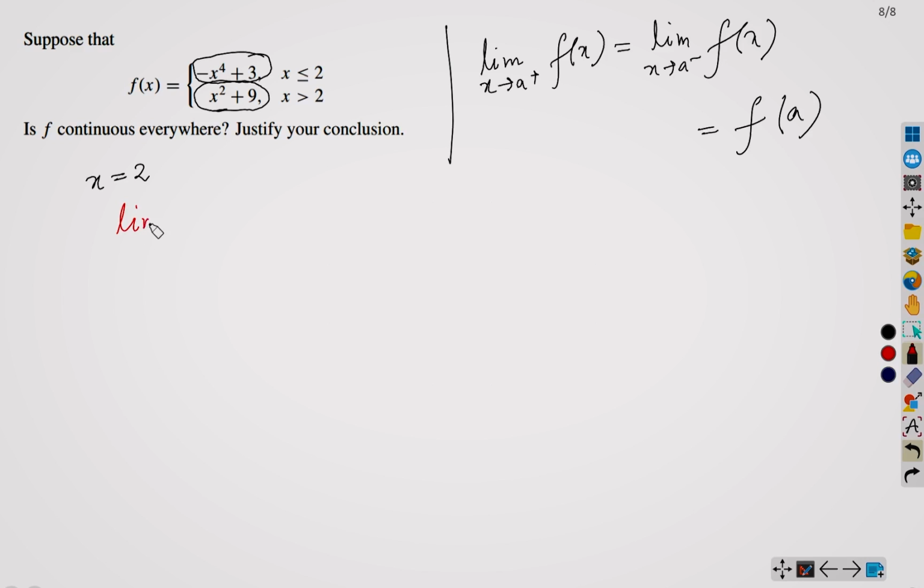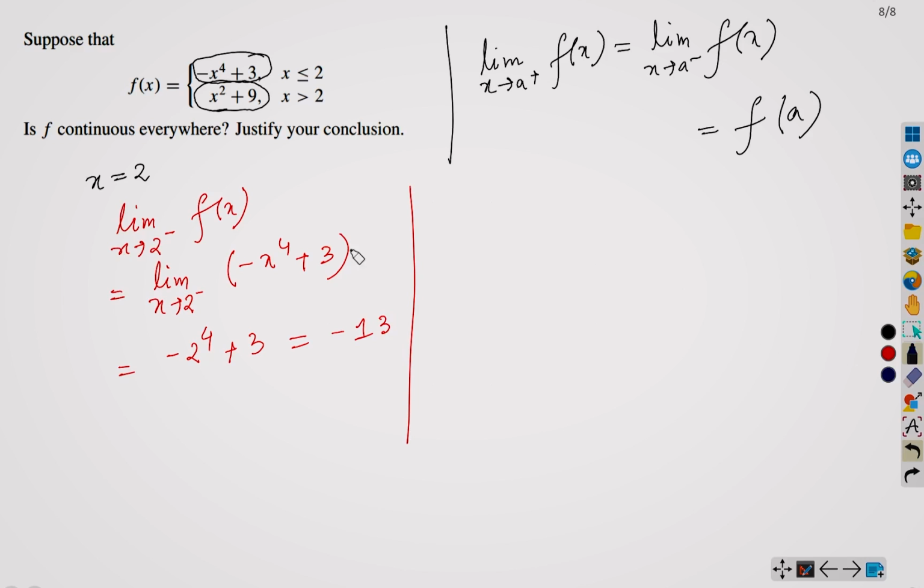Let's take the limit as x tends to 2 minus of f(x). Let's just check what is happening here. We have the limit as x tends to 2 minus, where the value of f(x) is minus x to the power 4 plus 3. Now if we substitute here, what is happening? Minus 2 to the power 4 plus 3, this gives us minus 16 plus 3 equals minus 13, yes.